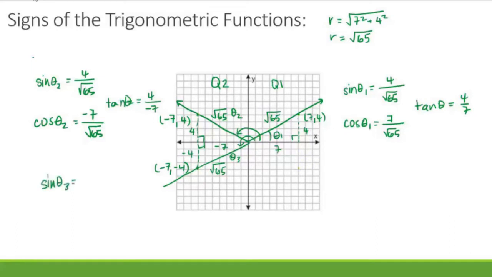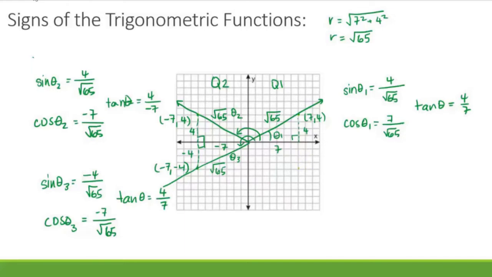So the sine of theta 3, in this case, is negative for the first time because the value of y is negative. The cosine, same thing. The value of x is negative, so the trig function is also negative. But the tangent turns out to be positive because -4 over -7 is the same as +4 over +7.